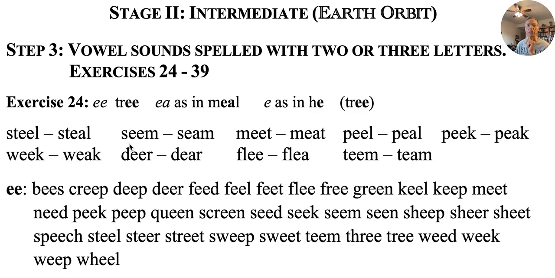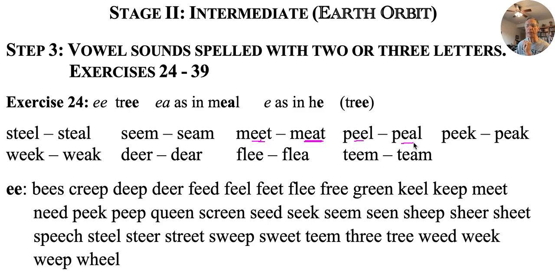Now let's go through the others. We're going to go through these others to illustrate this. Here we have seam, and here we have seam. The first one is, it seems like a good idea. And the second one is a seam in a garment, where two fabrics or pieces of a garment come together, sewn together. Then we have meet and meat. The first one is nice to meet you, and the second one is what kind of meat are we having for supper?